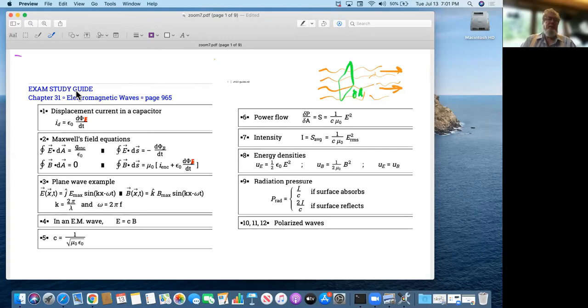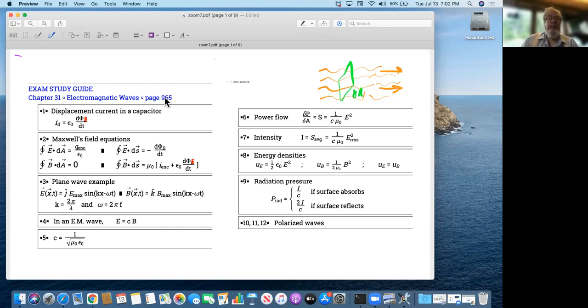This exam will cover 4 chapters. I guess it's chapters 27 to 31. No, 28, 29, 30, 31. Here's the exam study guide from chapter 31. Chapter 31 is the chapter on electromagnetic waves. It's on page 965 of the textbook.